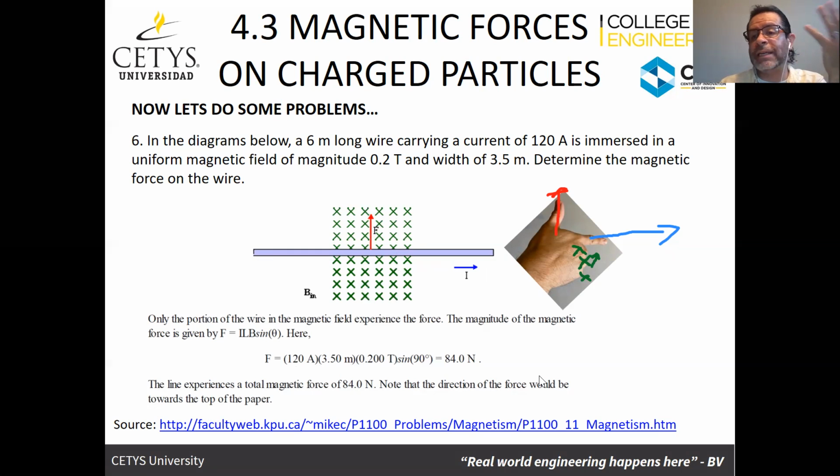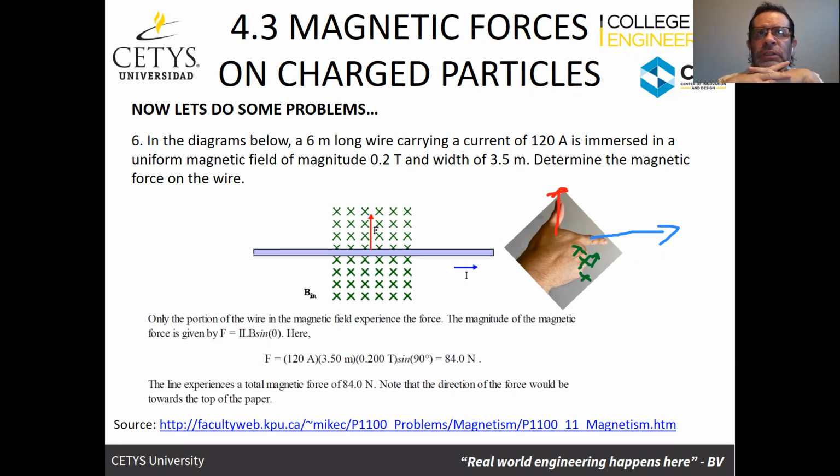That's a strong force. Why is it a strong force? Because we've got a strong current. 120 amps is a strong current. 0.2 Teslas is a relatively medium-sized magnetic field. Remember, a 1 Tesla magnetic field is huge. And so we've got 84 newtons, and the force would be going up. Okay. Questions with this one?